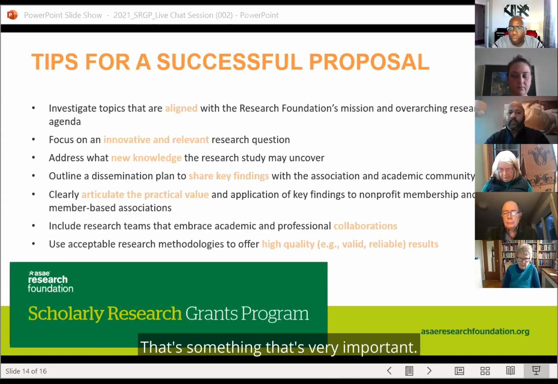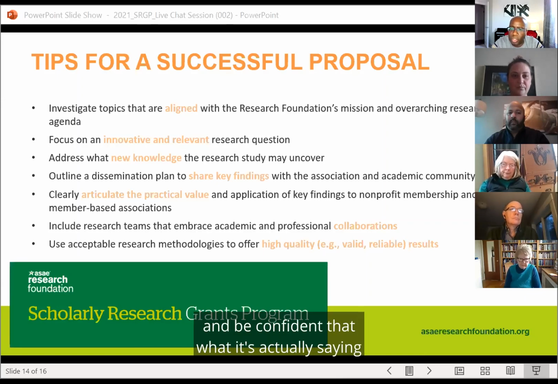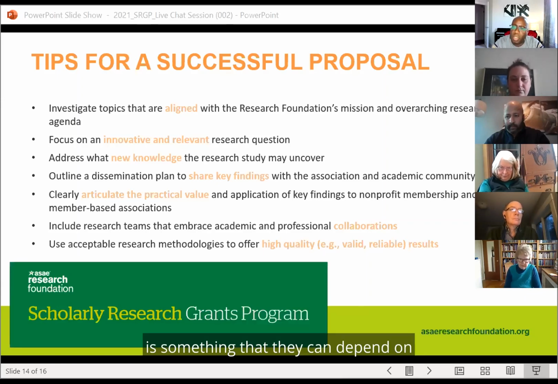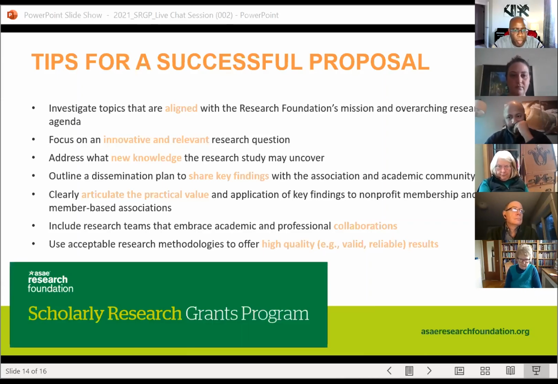That's something that's very important, that the practitioners can take the research and be confident that what it's actually saying is something that they can depend on, is being rigorous enough to inform their practice.